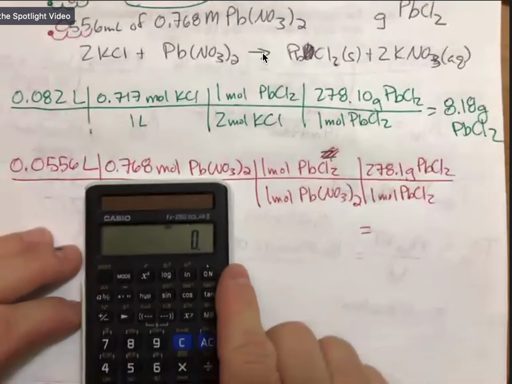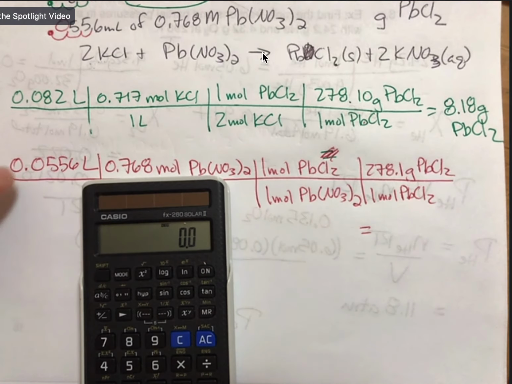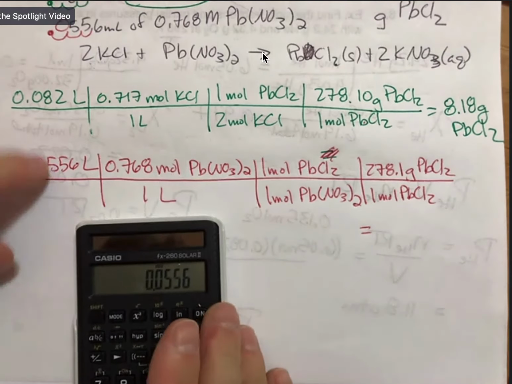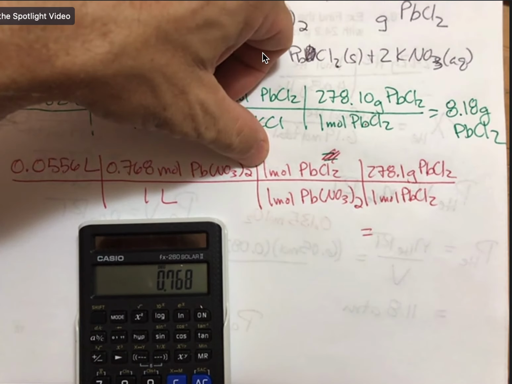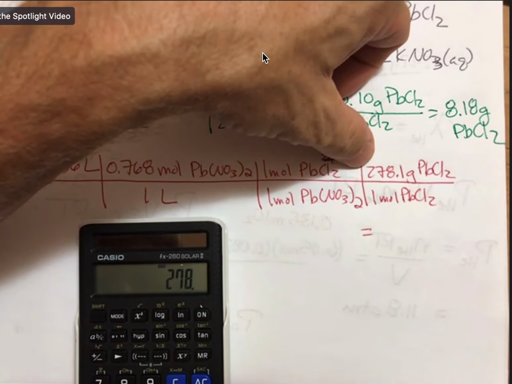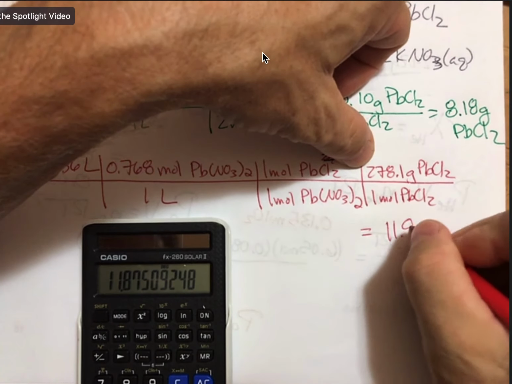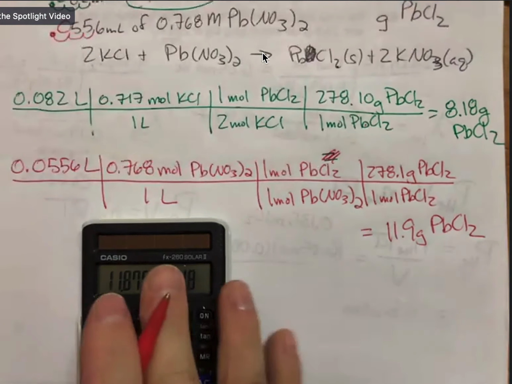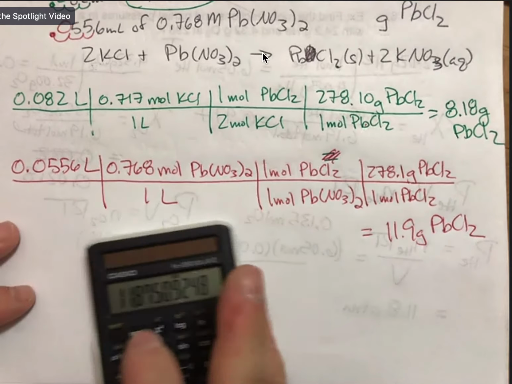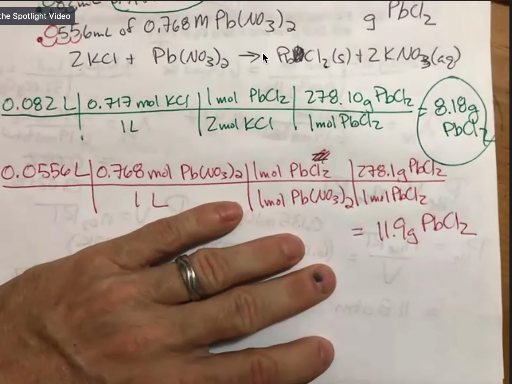Now let's do it for the other one. 0.0556 times 0.768 times 1 divided by 1, so don't do it, times 278.1. I get 11.9 grams. And when you get to this point, it's always the smaller amount, which is 8.18 grams. And that's what we're going to enter in.